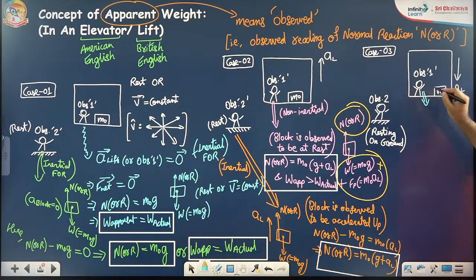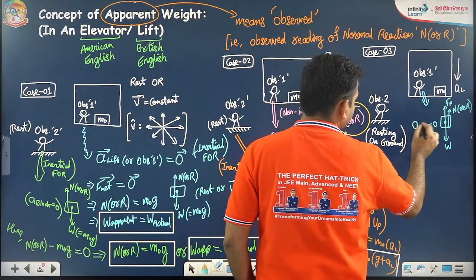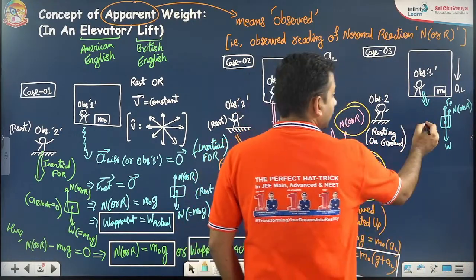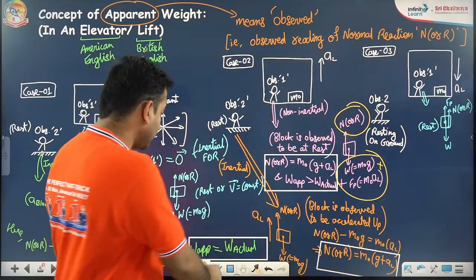Now we will see what these two will separately observe. According to this observer, since the lift is accelerated down, there will be a pseudo force acting up. There will be a normal reaction acting up, and a weight acting down. The observed acceleration of the block is 0. The block is not actually at rest, but according to this observer, the block is observed to be at rest.